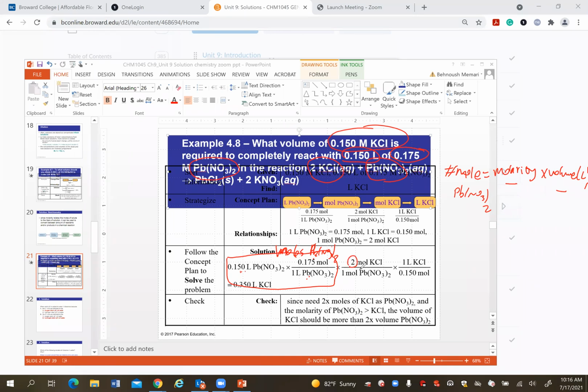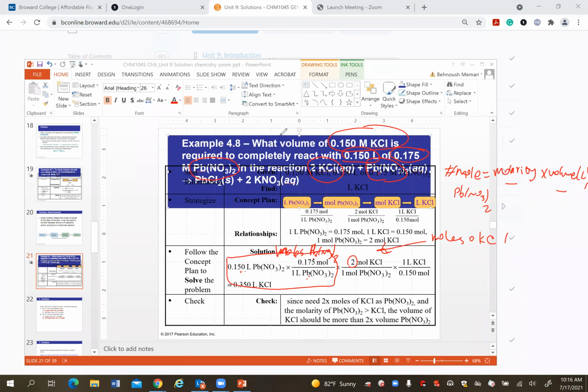How do I find this 2? This is coming from the balanced equation, it is the mole ratio. 2 moles of KCl for every mole of lead nitrate. So in this step, I have the moles of KCl. So if I have moles of KCl up to that step, then I need to find the volume.